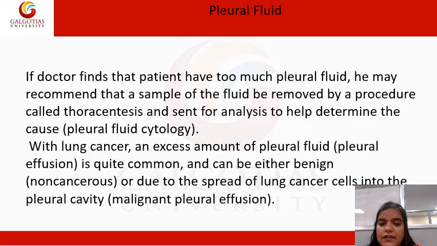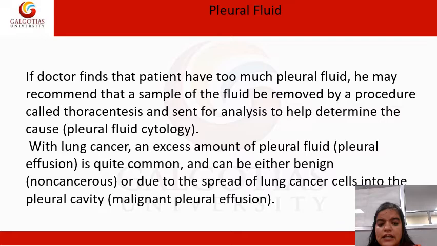If the doctor finds that the patient has too much pleural fluid, he may recommend that a sample of the fluid be removed by a procedure called thoracentesis. The procedure of collecting pleural fluid from the pleural cavity is known as thoracentesis, and the sample is sent for analysis to help determine the cause. We will be examining why there is excess pleural fluid, what is in the pleural cavity, and what the abnormality is.